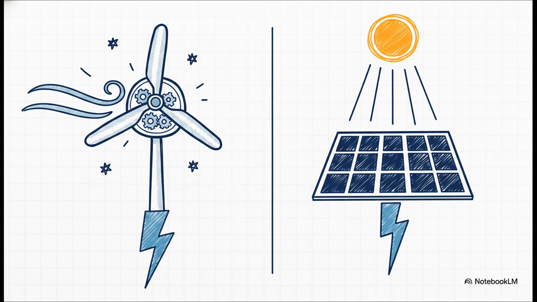And a fun little fact for you, a single blade on a modern wind turbine can literally be longer than a jumbo jet. Solar power, on the other hand, works completely differently. Photovoltaic, or PV cells, convert sunlight directly into electricity with absolutely zero moving parts. It's just a clean, direct conversion of light energy.